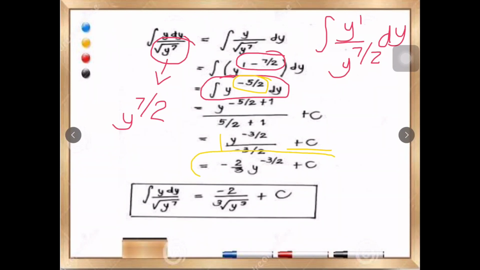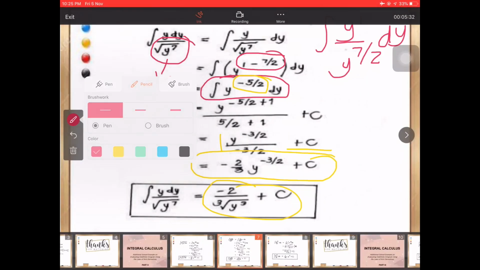This is equal to this. So the integral of y dy over the square root of y raised to 7 is equal to negative 2 over 3 times the square root of y to the third, plus our arbitrary constant c.